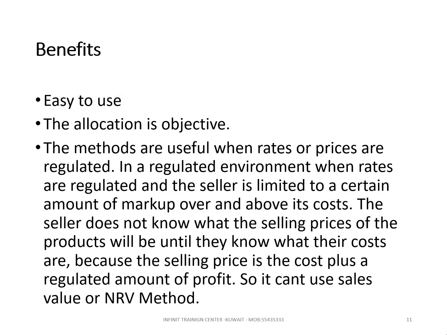The benefits of this are that it is easy to use and allocation is objective. You are allocating based on what we actually produced, and especially when you are in a regulated environment. For example, what is a regulated environment? Government is telling you you can add a 20% margin on whatever your cost is. In such cases you can use this method, because here the seller doesn't know what the selling price is. You can take the total cost and add a percentage on that. So in that case you can use this method.